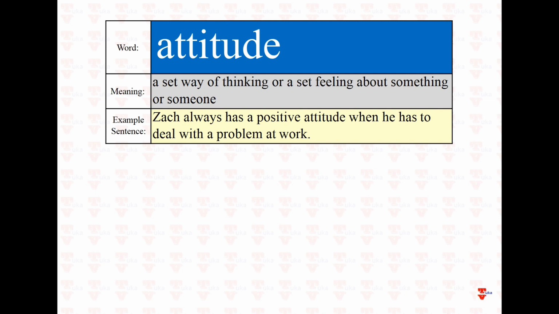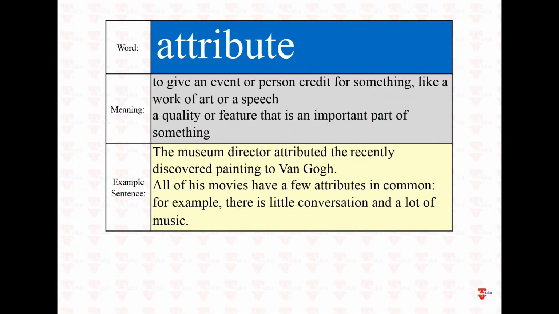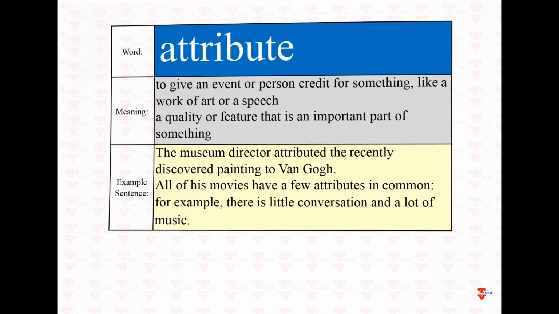Attitude. A set way of thinking or a set feeling about something or someone. Zach always has a positive attitude when he has to deal with a problem at work. Attribute. To give an event or person credit for something, like a work of art or a speech; a quality or feature that is an important part of something. The museum director attributed the recently discovered painting to Van Gogh. All of his movies have a few attributes in common. For example, there is little conversation and a lot of music.